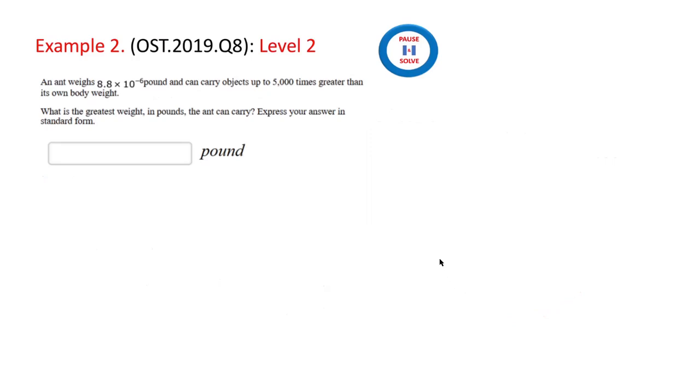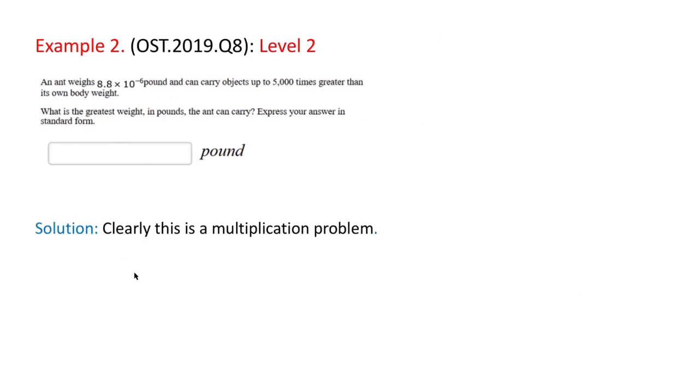This question in 2019, that's a level 2 again, and let's read it. An ant weighs 8.8 times 10 to the power negative 6 pound and can carry objects up to 5,000 times greater than its own body weight. What is the greatest weight in pounds the ant can carry? Express your answer in standard form. Now here they're asking you to express your answer in standard form, in decimal form. So clearly this is a multiplication problem. So you are multiplying 5,000 times this.